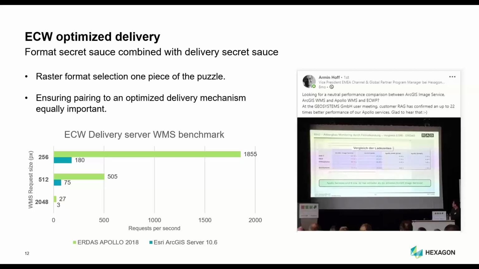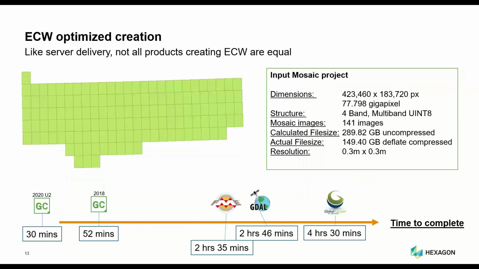Similar to the previous slide comparing delivery servers, creating ECWs also has a widespread in terms of speed processing identical input. Depending on the application, you can see a wide gap start to form, and indeed it gets larger with increasing project size. Here is the earlier mosaic of 78 gigapixels. This was mosaicked and compressed from the same deflate compressed TIFFs using a variety of software production tools. The Hexagon GeoCompressor software advantage is clear in terms of speed.